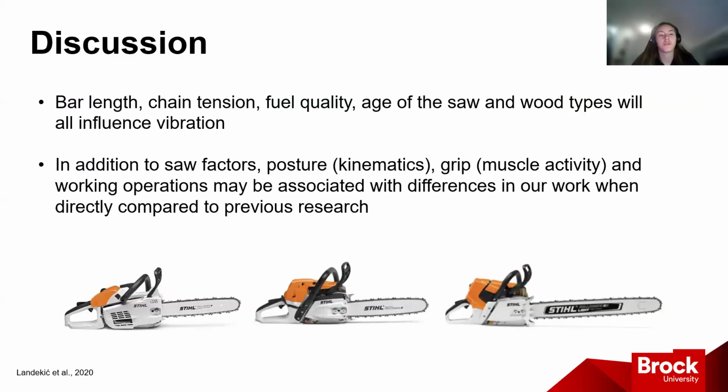So some other really important things to note. The saw vibrations were significantly higher in this study than some reported idle values. This is likely due to factors like the bar length that we chose, the chain tension, fuel quality, the age of the saw, wood types. These have all been shown to influence vibration. As well, aside from saw factors, there are things like posture, which would be the kinematics, the grip, your muscle activity, and different working operations. They can all be really associated with the differences in our work when comparing them to previous research.